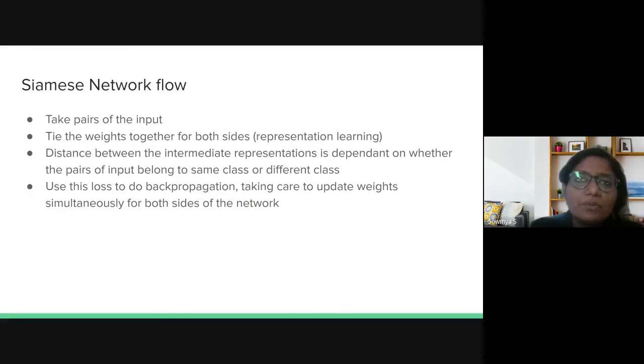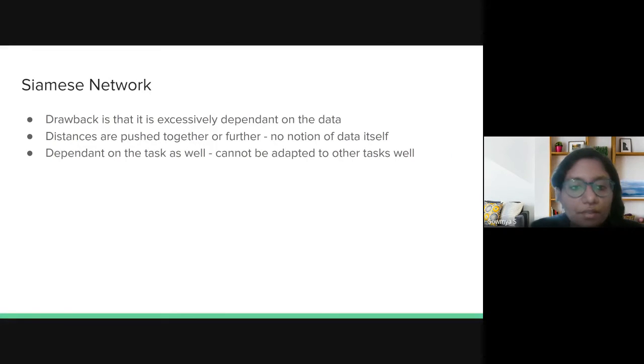So again, the math is going to be a bit complicated because you can only take partial derivatives and not full derivatives and so on. So the drawback, of course, is that as with many other representation learning techniques, it's very dependent on the data, and the distances are pushed together or further without notion of the data itself. I mean, there is some notion, but not much. And it's dependent on the task, cannot be adapted to other tasks well. Here, task, of course, I don't mean the final task, but how you do the augmentation. That's what I meant.